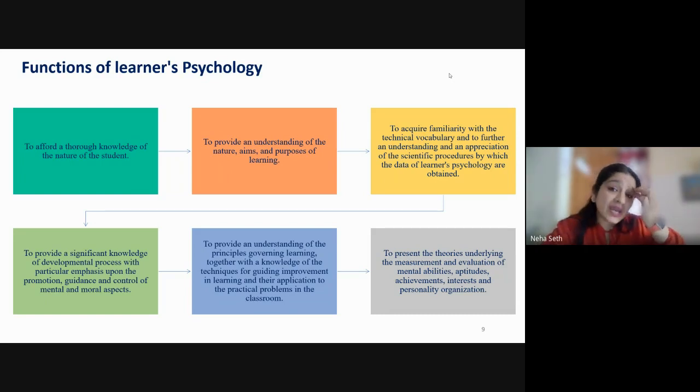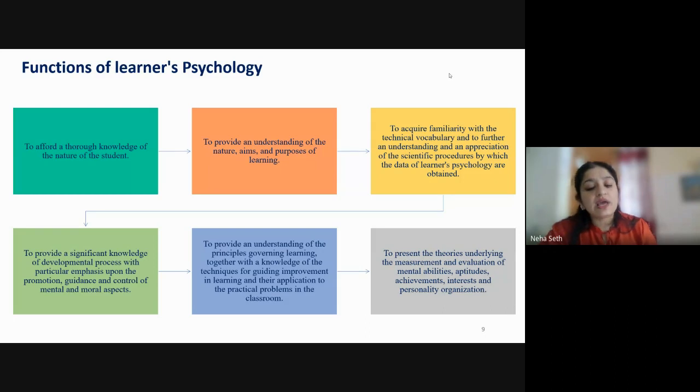Who are educated. There is a difference between being literate and being educated. Now we are providing education to our students, and by learning the learner psychology, we would be able to serve the purpose. After obtaining the data about the learner psychology, we will be able to understand the process of development that we can provide them. This may help us in giving them better guidance, better direction about their future.